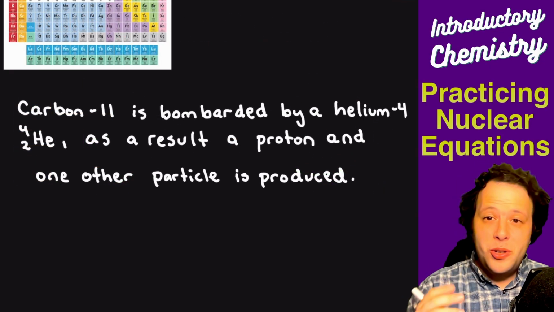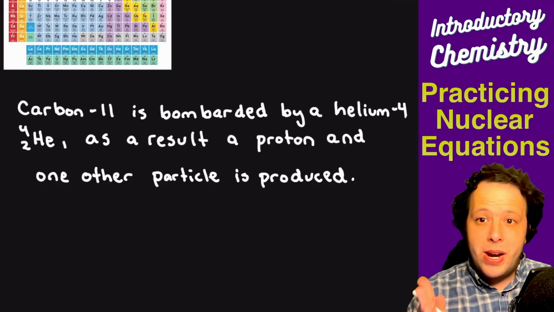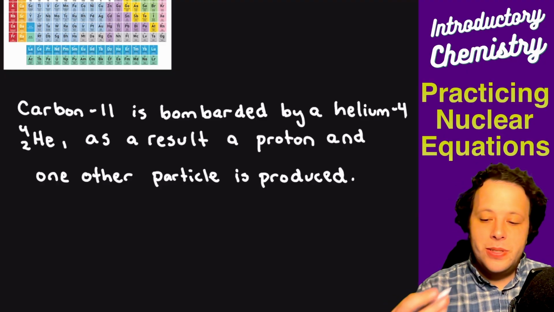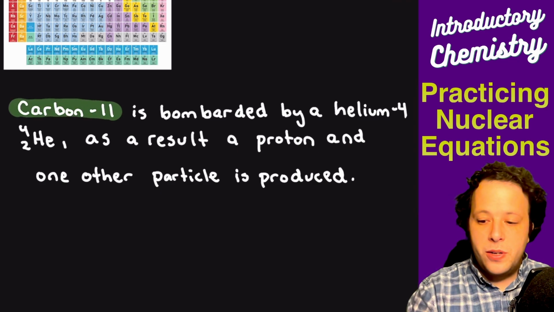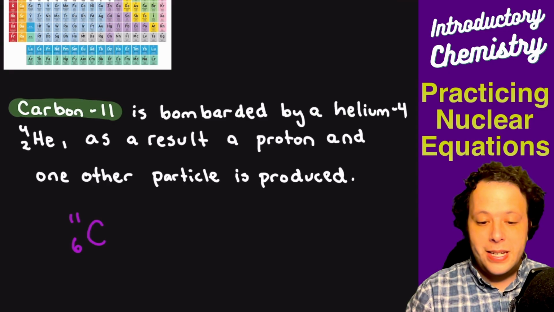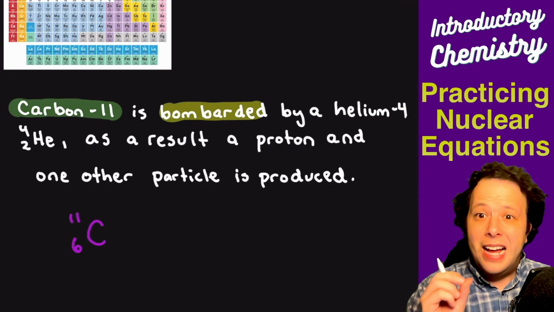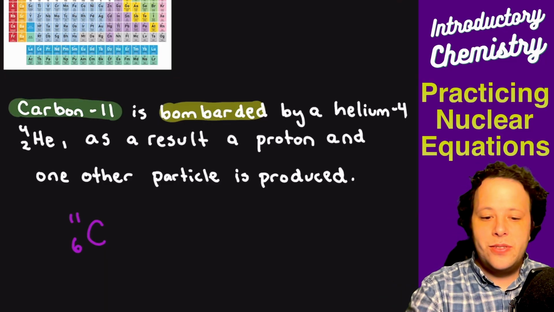So sometimes you have word problems and it doesn't give you all the little pieces. So let's break down this word problem. It says carbon 11 is bombarded. Okay, being that we have the word carbon 11, let's start by writing that down. We know it's C11, and you know that its atomic number is 6 from the periodic table. Now, when it says it's being bombarded, that means it's colliding with something. Something is reacting with it. Those are like those little buzzwords.